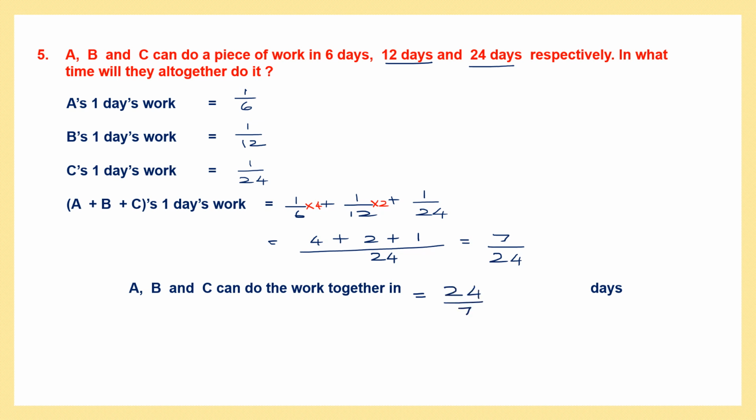24 by 7 days. Convert this to a mixed number. So 24 by 7, 7 threes are 21, then we have plus 3 by 7. So 7 threes are 21 plus 3 is 24. So we've got 3 and 3 by 7 days. So A, B and C can do the work together in 3 and 3 by 7 days. We can write that answer separately.